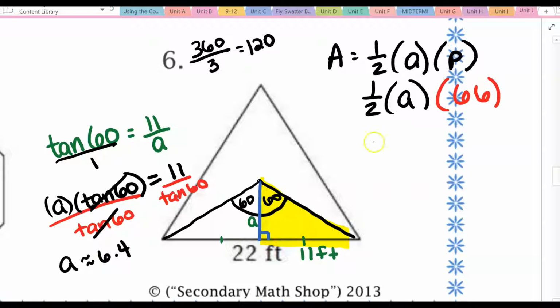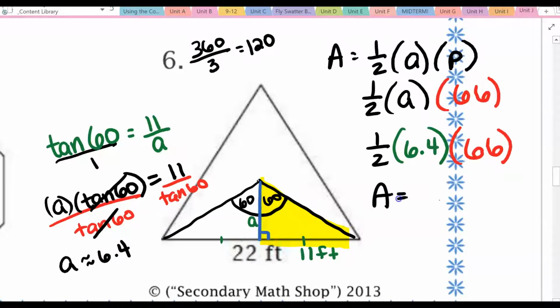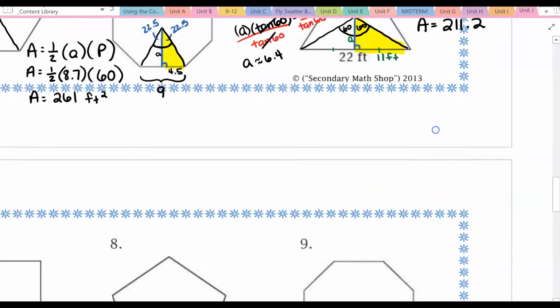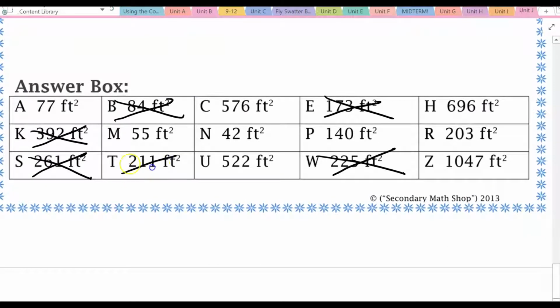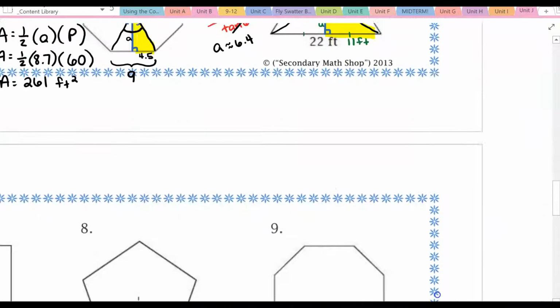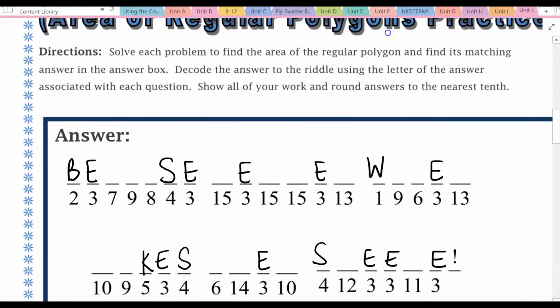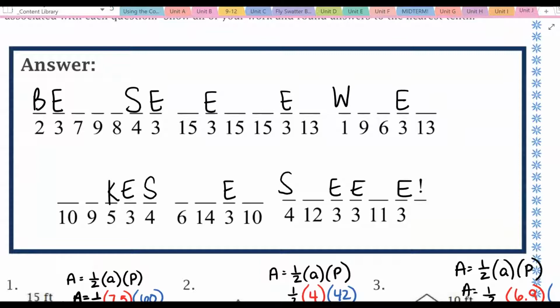So going back to our equation, 1/2 times our apothem of 6.4-ish times a perimeter of 66 gives us an area of approximately 211.2. And that's, again, feet squared. So 211.2 looks like T, 211. So number 6, wherever I see a 6, I'm going to put a T.